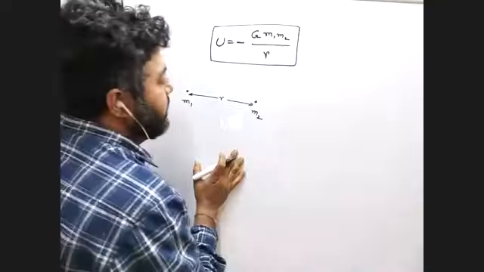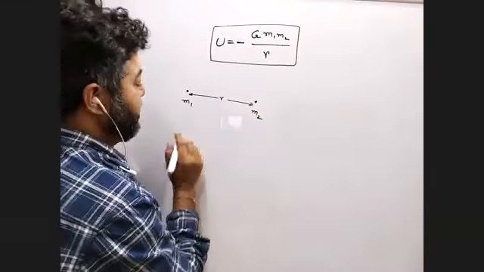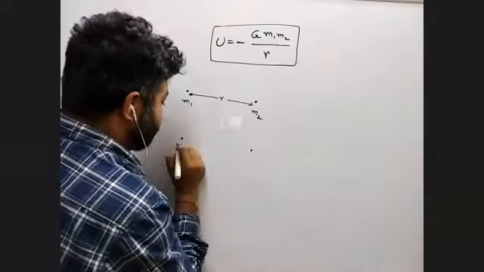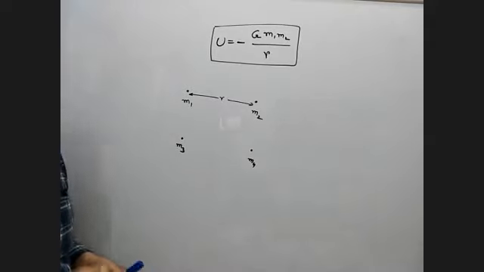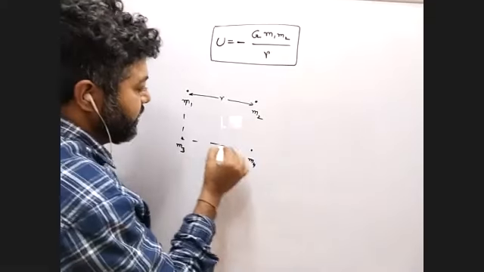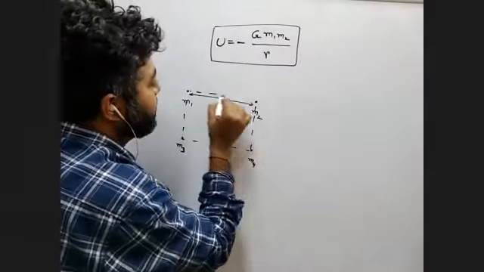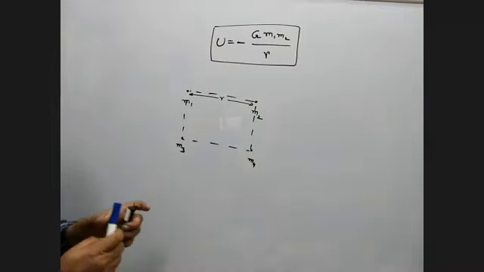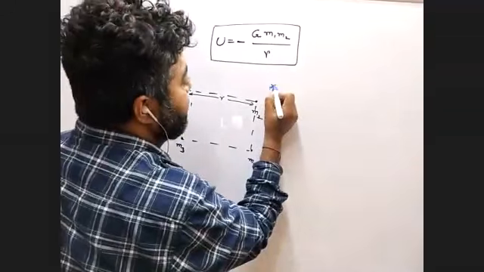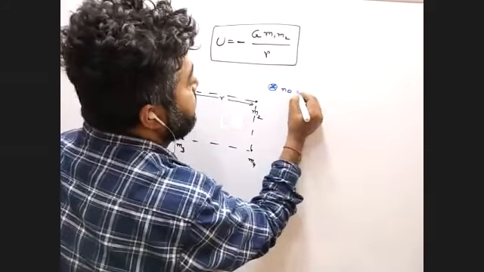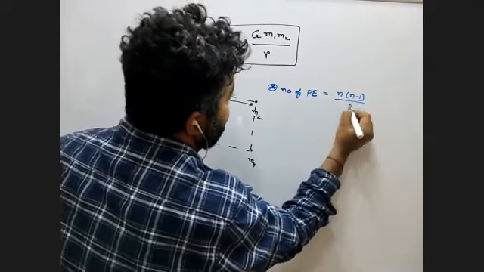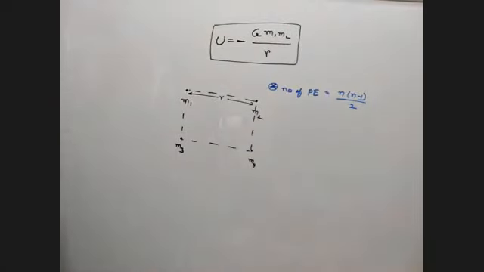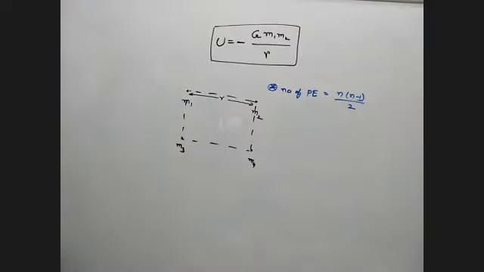Now see what happens if we have more than two particles, like four particles m1, m2, m3 and m4. How many gravitational potential energies are possible? For that, the formula is, you can note it down, a very important formula. The number of gravitational potential energies is n into n minus 1 by 2.